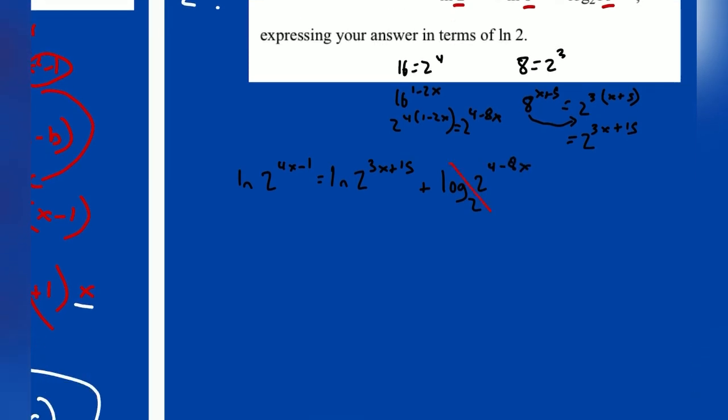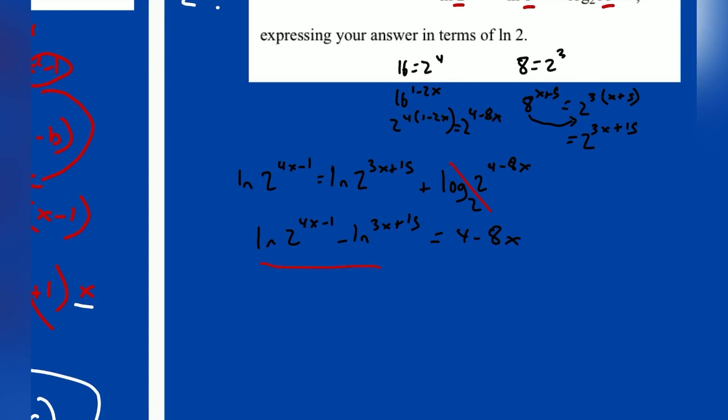As I said, this can get cancelled. So we get ln 2 to the power of 4x minus 1. And I would want to bring this ln to the other side, because bringing the natural logs to one side is better. So we get that, and it becomes minus because we've carried it over the equal sign, is equal to, since we've cancelled that, 4 minus 8x.